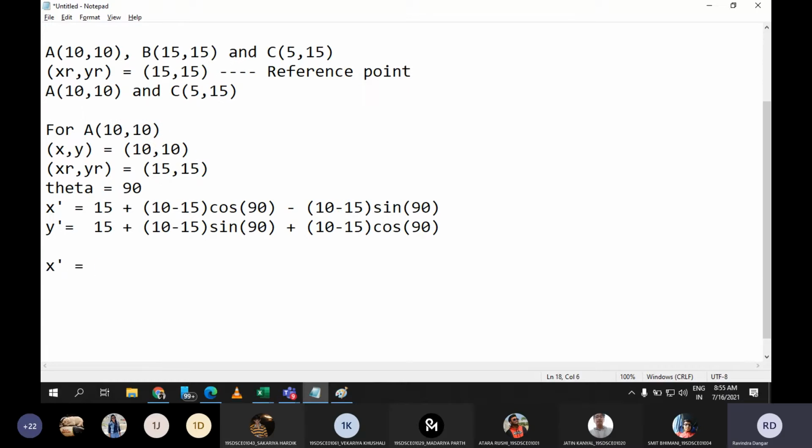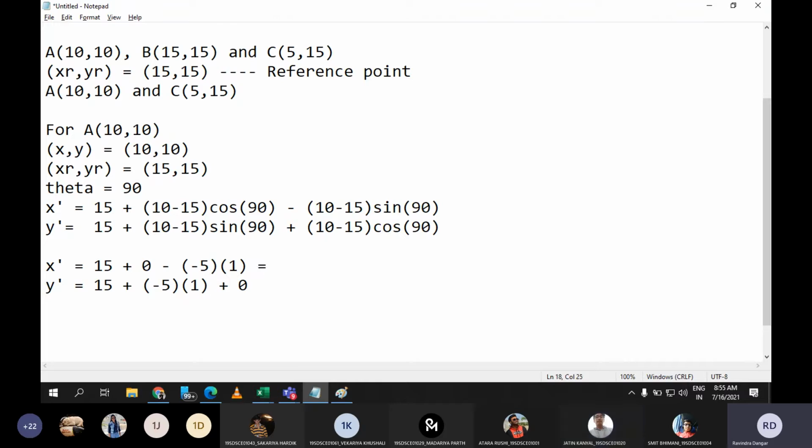We get x dash is equal to 15 plus cos 90, which is 0, so the entire term is 0, minus (10 minus 15), which is minus 5. What is the answer? Minus 5. Correct, and sin 90 is 1. Similarly for y dash, it will be 15 plus (10 minus 15), which is minus 5, times sin 90, which is 1, plus cos 90, which is 0, so the entire term is 0. Any doubt so far? No, sir.